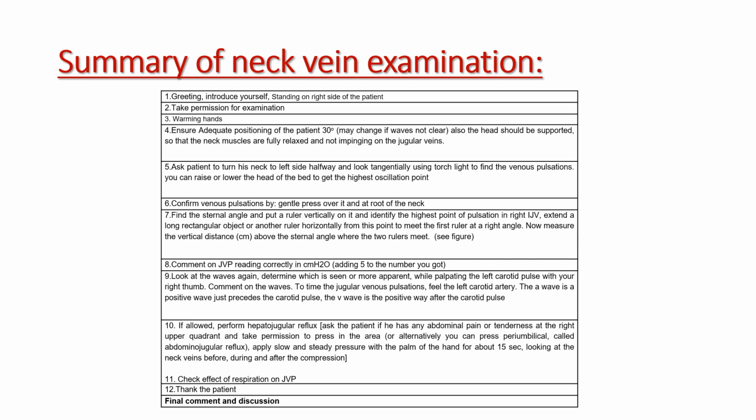The two remaining things, if you are allowed: you have to check the hepatojugular reflux, putting your hand on the abdomen for several seconds and seeing if the neck vein will become congested and remain congested. And the last one, the effect of respiration. If the patient takes a deep breath and the neck veins become more congested and the pulsation gets higher, this is called the Kussmaul sign. Normally the opposite is happening. Then the discussion will occur about the different abnormalities in neck veins.